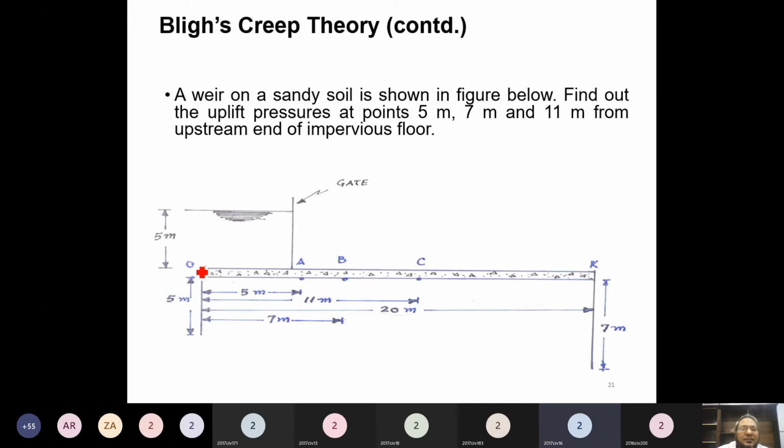This is the gate, and what is the head here? 5 meters is the capital H, I have 5 meters. Now it is said that a weir on a sandy soil is shown in the figure below. Find out the uplift pressures at 0.5 meter, 7 meter, 11 meter from the upstream end of the impervious floor. So I will find only any one, let me take point B.